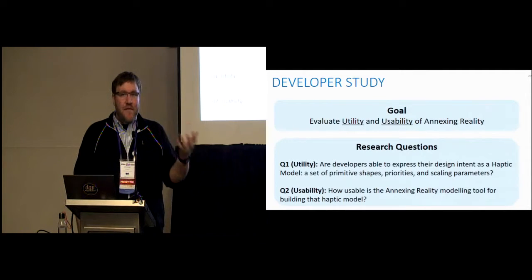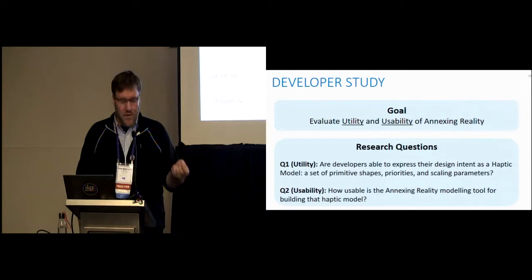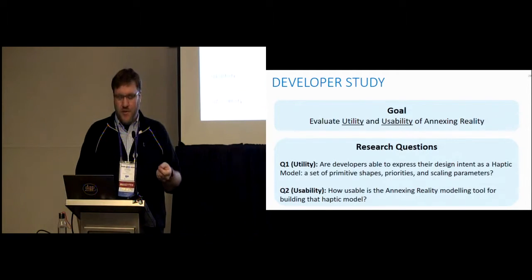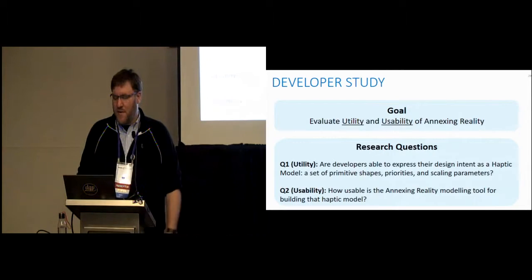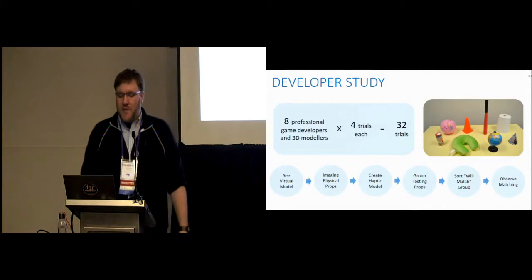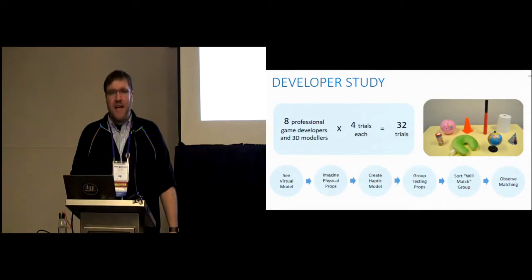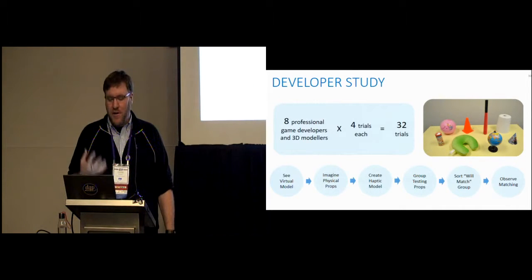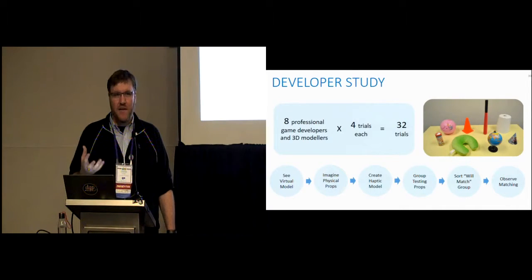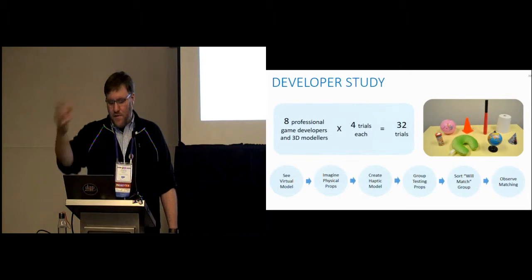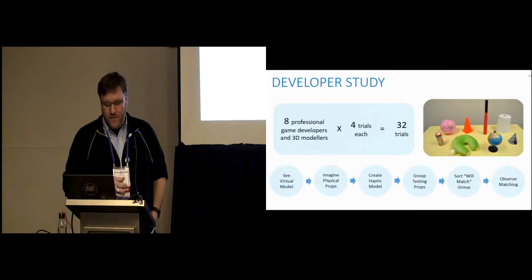And then if the system is useful, if it has utility, we were also, of course, concerned with usability, and are they able to use the system that we built to do their matching? So we had 8 professional developers, each time trying to match a set of objects. We had 4 trials for each object and 32 in total for each developer.